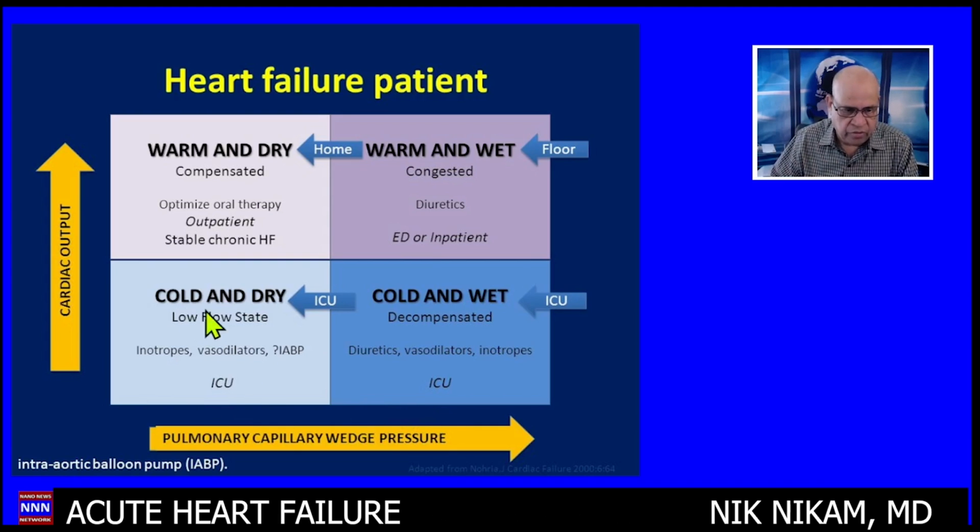If these patients are cold and dry, then we're talking about inotropes, vasodilators to reduce the systemic vascular resistance, and perhaps an intra-aortic balloon pump if the left ventricular function is compromised. Here we use diuretics, vasodilators, and inotropes. Of course, they use the same thing.